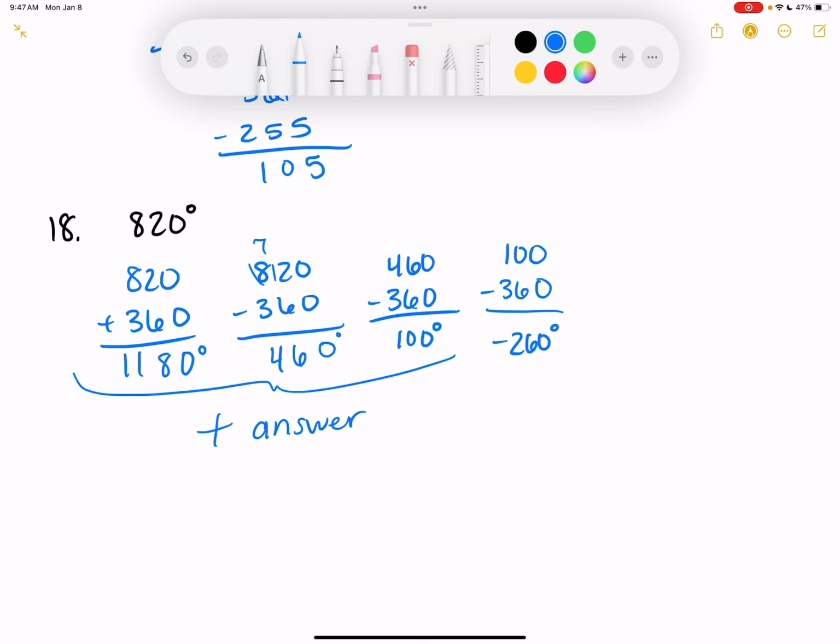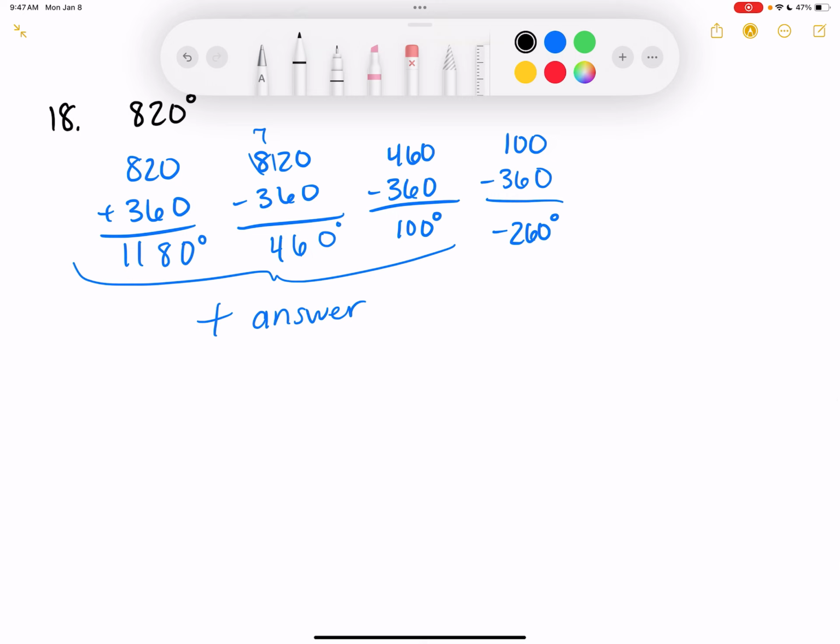All right, those are degrees. Let's look at the same thing but with radians. So 20, negative 7 pi over 6. So in this case, I'm adding or subtracting 2 pi, but I'm dealing with fractions and you can't convert these to decimals. I'm not letting you convert them to degrees. You have to do them in radians because that's what they're given to you in.